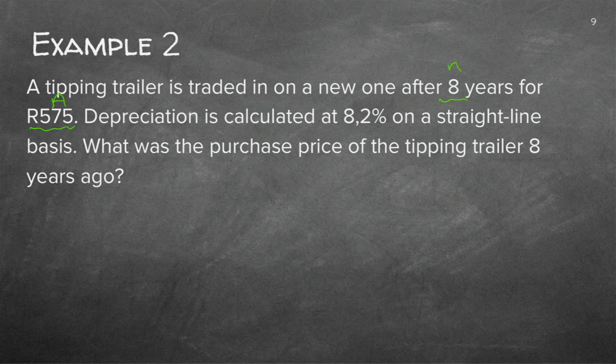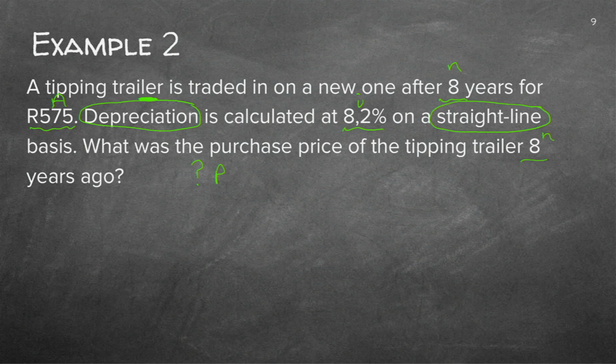You actually cannot get confused between the A and the P. If you know P stands for present, now, A always stands for the end value, you really can't get confused between the two. Depreciation, I'm going to circle it because it's very important that you know it's now the minus formula, calculated at 8.2%. Straight line, it's very important to know. It's simple. What was the purchase price? Purchase price means the present price that you bought it for, 8 years ago.